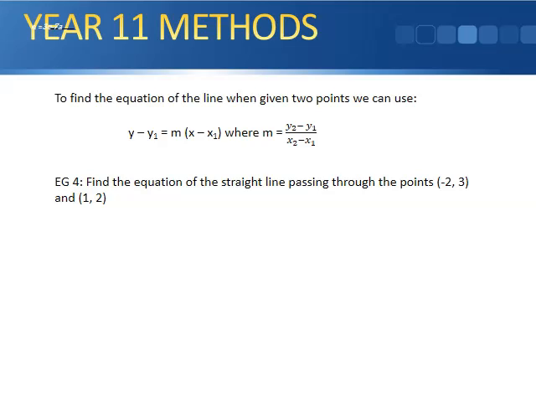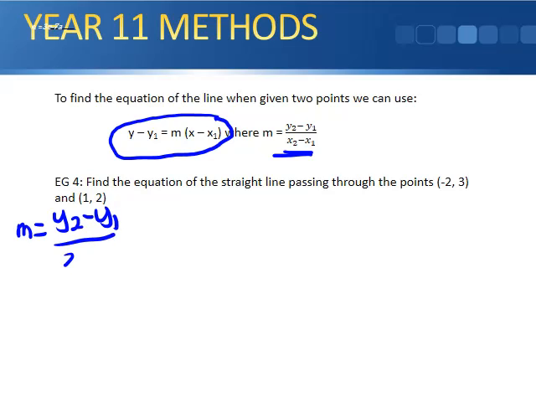You can use a different rule, the equation of the line with 2 given points. We can use this rule over here, y minus y1 equals m times x minus x1. Of course, the gradient is still that rule there. And that's when they give us 2 points only, like example 4, find the equation of the straight line passing through these 2 points. Well, we'll need to find the gradient first. So we already know how to find the gradient, so I'm just going to do it over here. m equals y2 minus y1 over x2 minus x1. You can see I write the rules all the time. I'm not going to label them, but my second point is (1, 2) and my first point is (-2, 3).